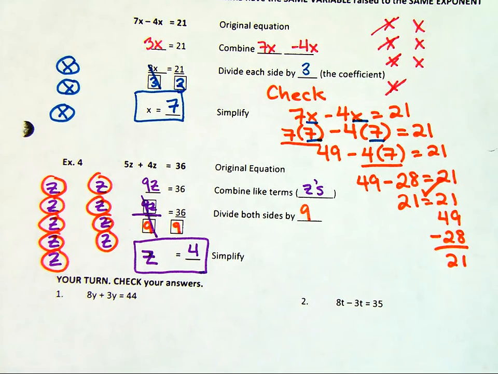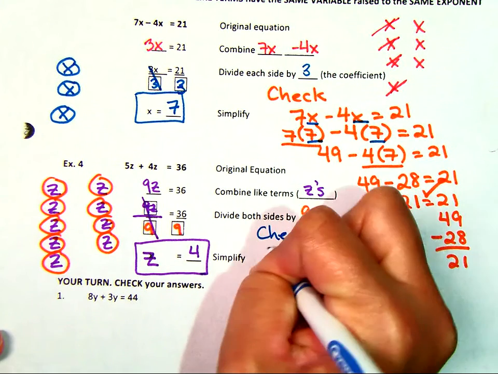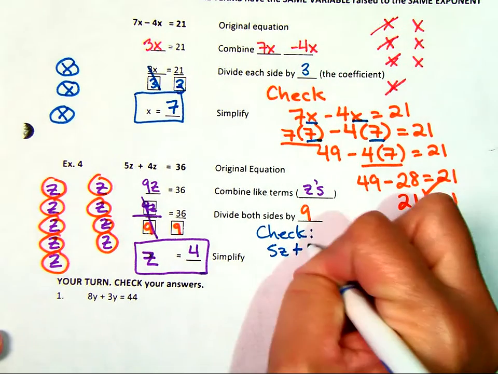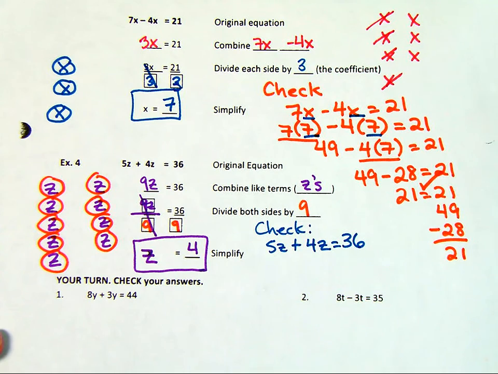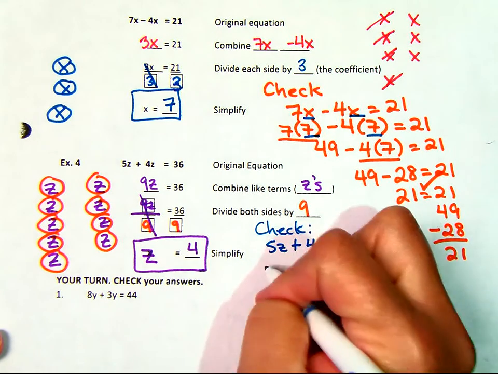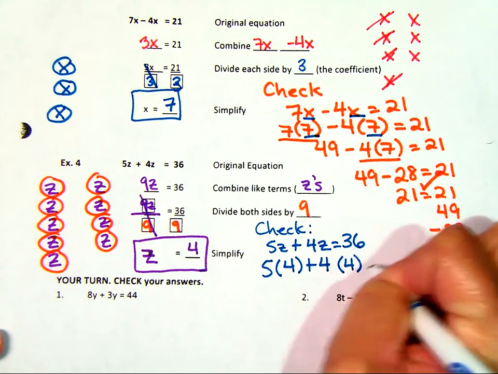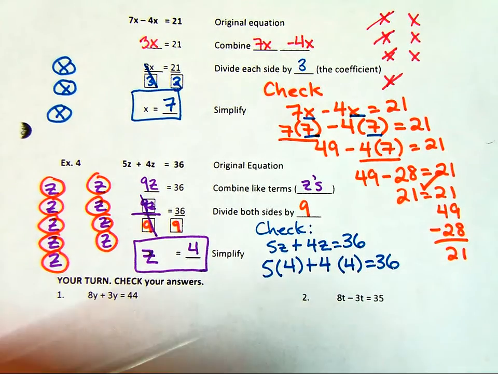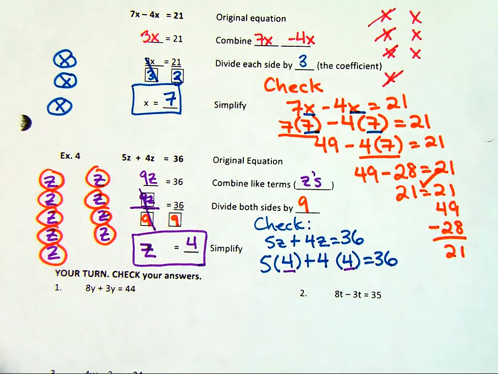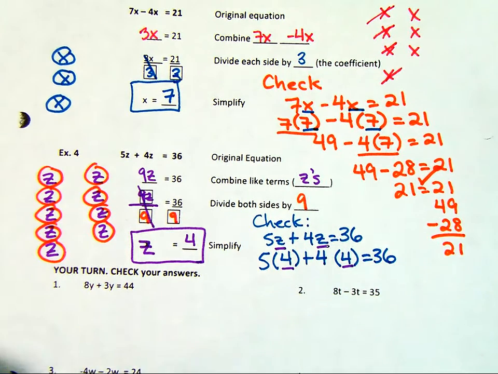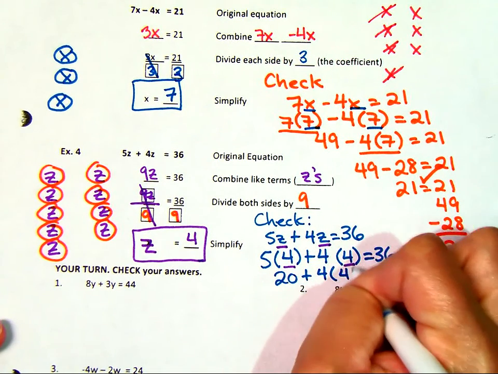So again, we want to check our work. So we start with our original equation, 5z plus 4z equals 36. And we're going to substitute where we see the z, we're going to substitute, we said, 4. So 5 groups of 4 plus 4 groups of 4 equals 36. So again, we said z was equal to 4, so that's what we're substituting right here. So 5 groups of 4 is 20. Bring down the 4 groups of 4.